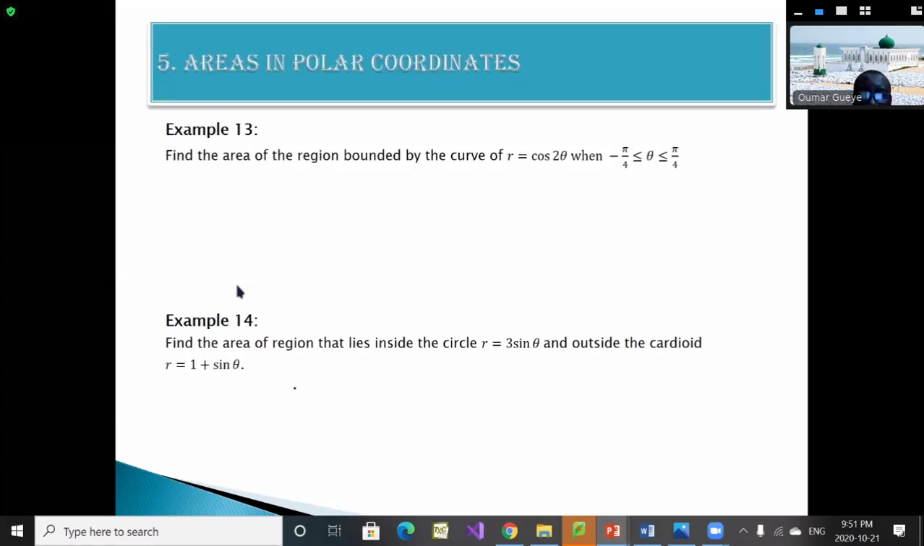All right, so next example here, we just want to get the area of the region bounded by these two curves. The first curve is a circle, and its equation is 3 sine theta. And the second one is a cardioid. We already saw how to sketch a cardioid. So we have the cardioid here.